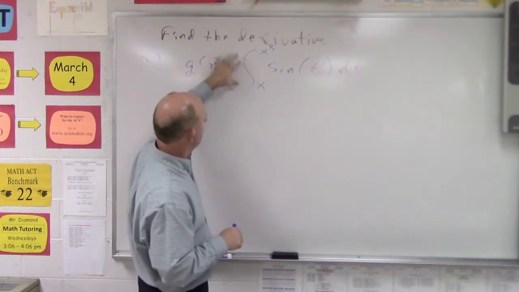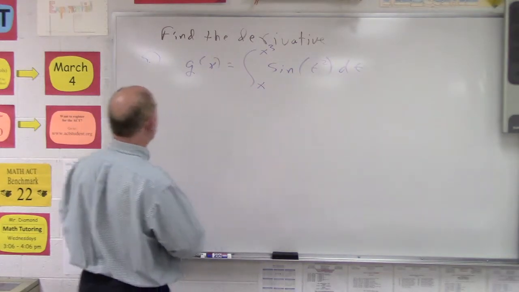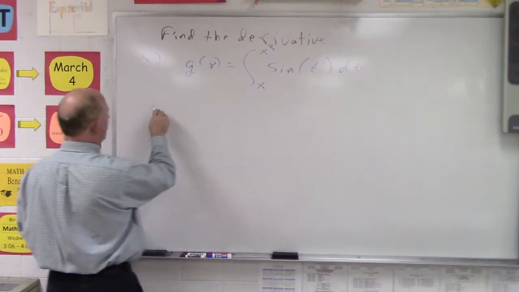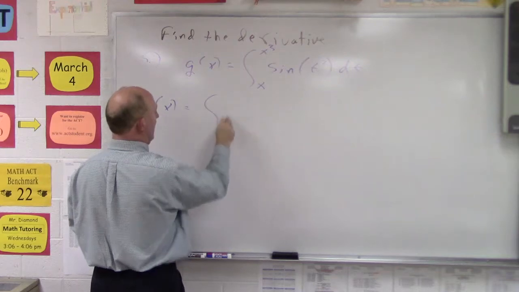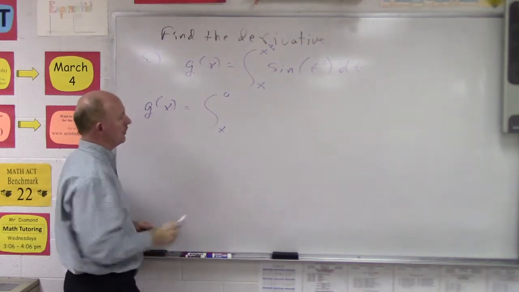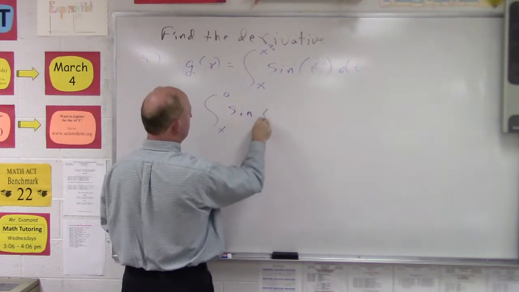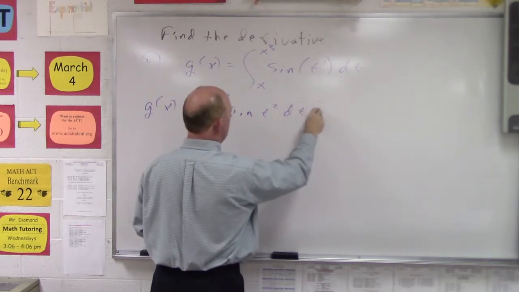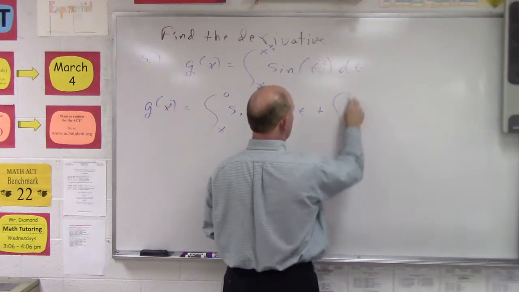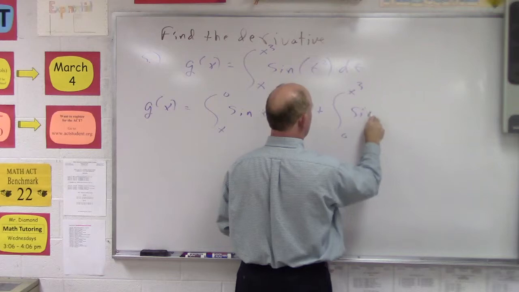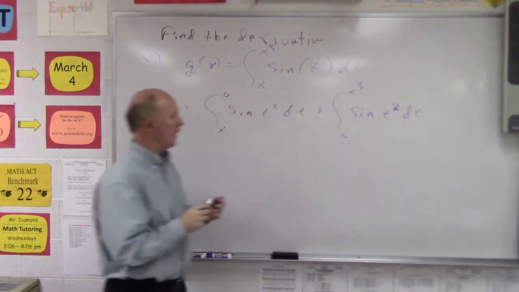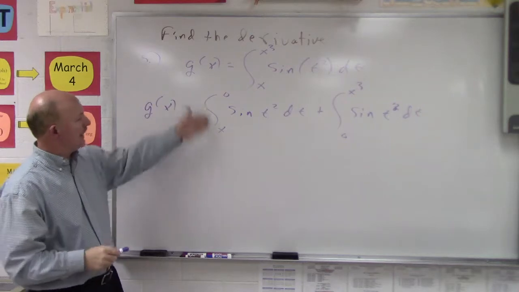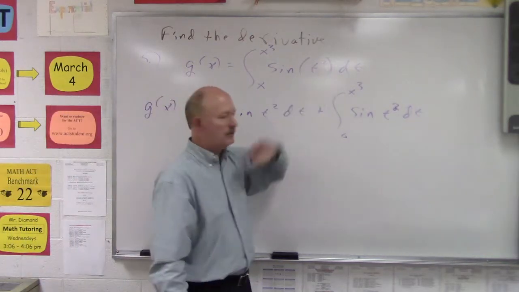To take this derivative, we're going to have to rewrite this as, let's say, g of x is equal to the integral from x to 0 of sine t squared dt, plus the integral from 0 to x cubed of sine t squared dt. So we've got to break this apart. I'm going to use 0 here, from x to 0, and then 0 to x to the 3rd power.